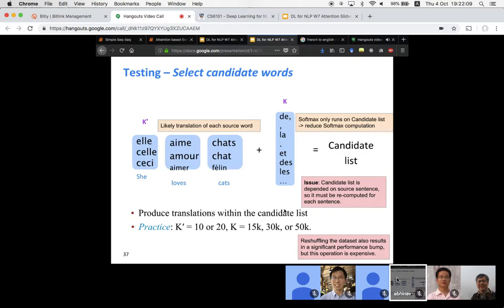But the issue is the candidate list depends on the source sentence, so it must be recomputed for each sentence. They have a very good result because they do the reshuffling, but the problem is the reshuffling is very expensive. This is from the comments. I just read other people's comments for this paper. If you have any idea how to explain this issue more easily, just raise it.